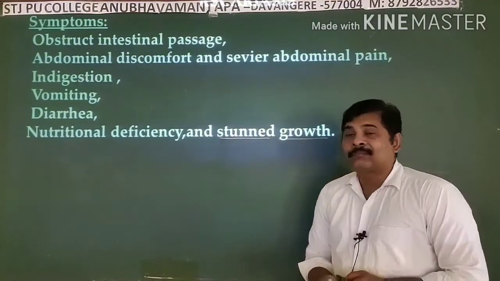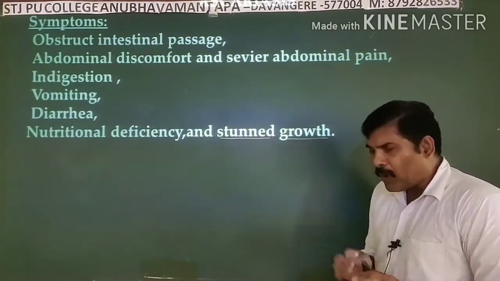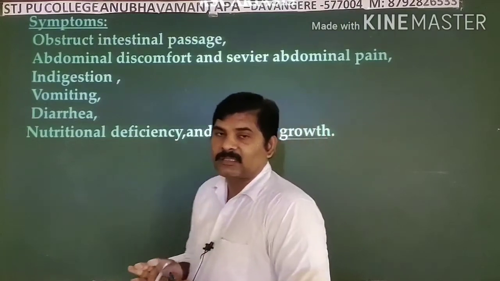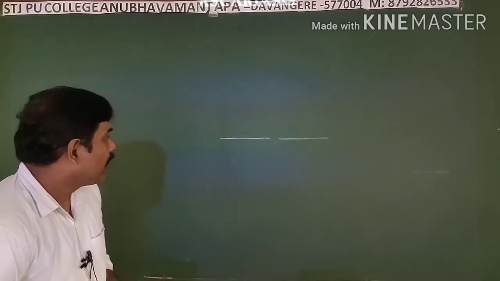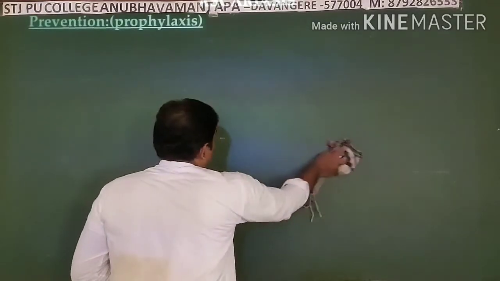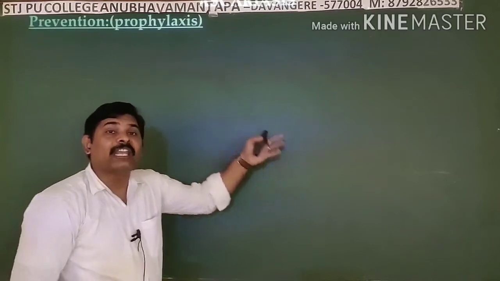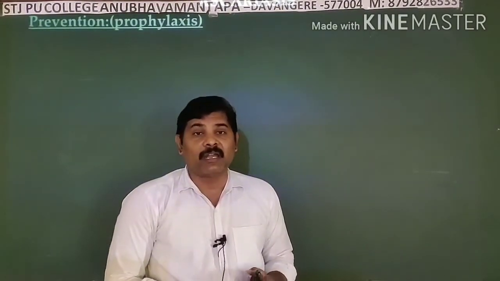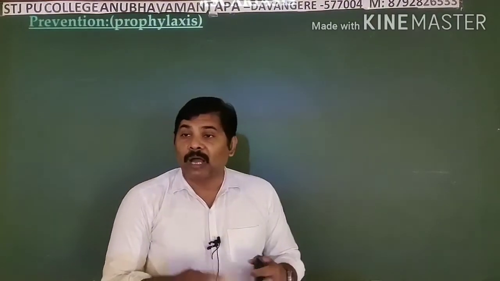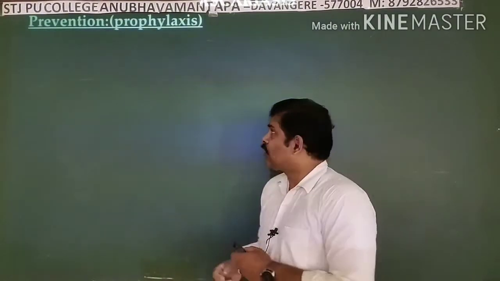All these are the symptoms of the disease. And thereafter, what will be the prevention for this and what will be the treatment for this? Let us see now in a detailed way. Coming to the prevention of this disease, you know that prevention is known as prophylaxis. It's almost equal to the prevention of amoebiasis. There we studied how amoebiasis occurs and how we can prevent it. Here also the same thing.